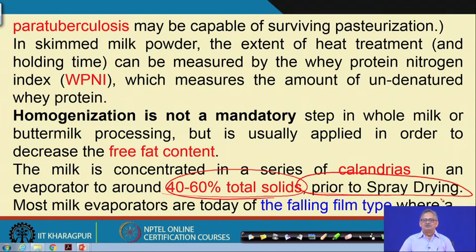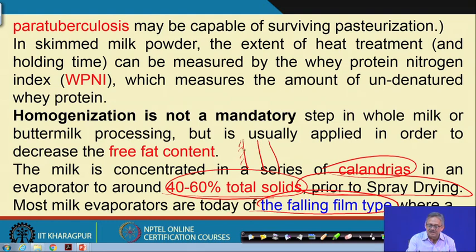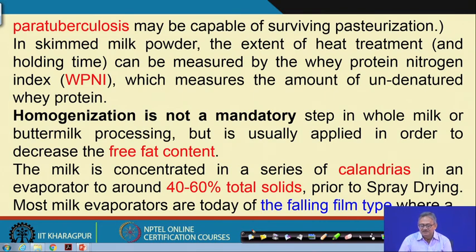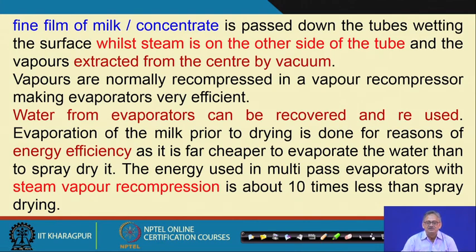Most milk evaporators today are of the falling film type, right. This is called the calandria. Most of the evaporators are like that, where a film forms on the tube and heating is done on the other side by the steam, right. So, most evaporators are nowadays falling film type, where a fine film of milk concentrate is passed down the tubes, wetting the surface, whilst steam is on the other side of the tube, and the vapors are extracted from the center by vacuum, right. Vapors are normally recompressed in a vapor recompressor, making evaporators very efficient.